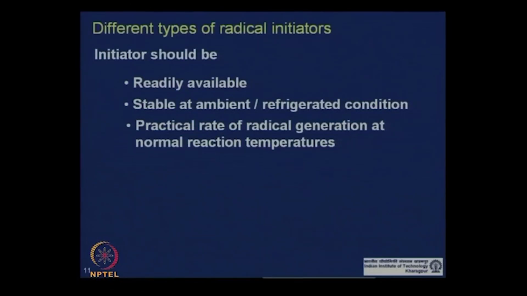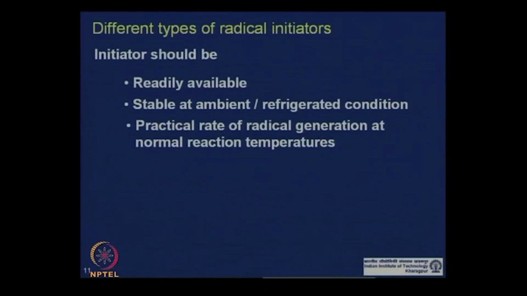If it is very fast radical generation, then the reaction will be extremely fast, and because this chain polymerization is exothermic, you can imagine the amount of heat generated during the reaction, which could be a hazard. It can actually explode if the reaction rate is too high, and if it is too slow, then your reaction will take much longer time.